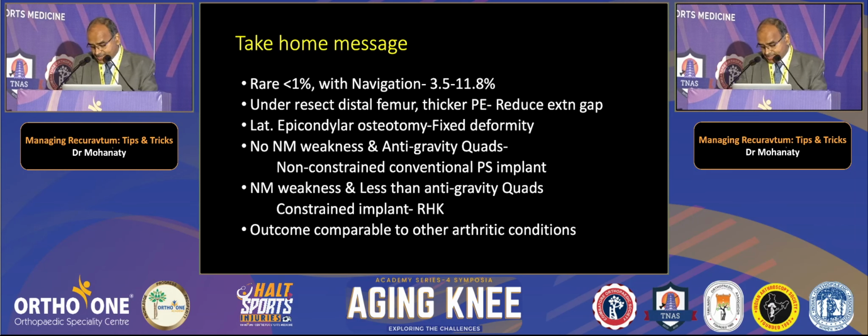So to conclude, dear friends, genu recurvatum is rare, less than 1%, but with navigation and robot, the incidence is becoming higher, that is 3.5 to 11.8%. Under-resect the distal femur, use thicker polyethylene to reduce the extension gap, do a lateral epicondylar osteotomy in case of fixed deformities. If there is no neuromuscular weakness and there is anti-gravity quadriceps, that means quadriceps power is more than 3, then use a non-constrained conventional PS type of implant. But if there is neuromuscular weakness and the anti-gravity quadriceps power is not there, prefer a constrained implant like a rotating hinge knee, and the outcome is comparable with other arthritic conditions.